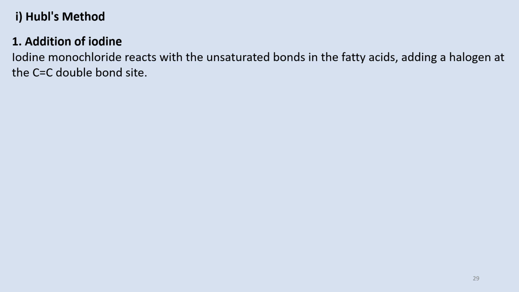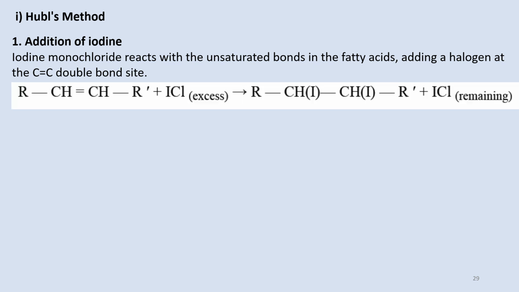First method for iodine value is Hubl's method. Addition of iodine: iodine monochloride reacts with the unsaturated bond with the sample in the fatty acid, adding a halogen at the carbon-carbon double bond site in the sample. Here you can see the sample RCH=CHR'. When you are adding iodine chloride, or iodine monochloride excess, it gives RCHI, the attachment.